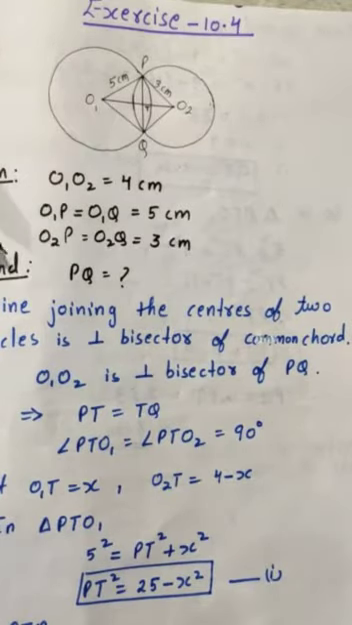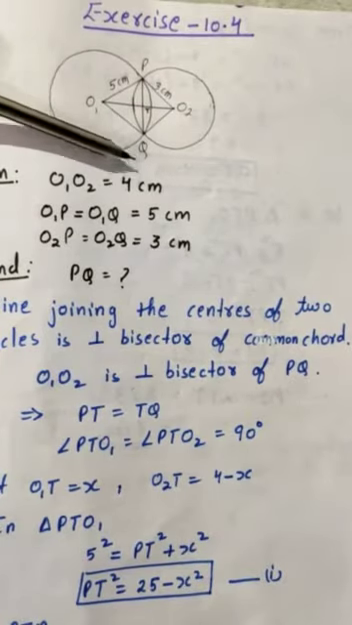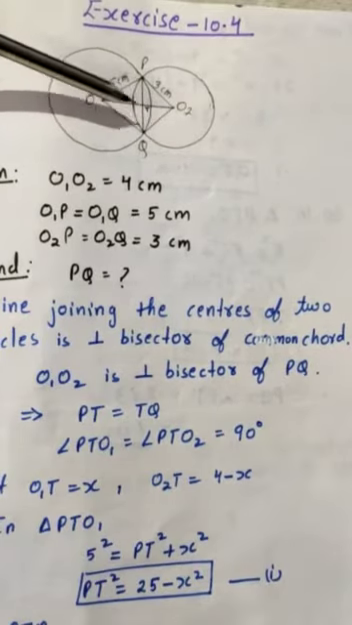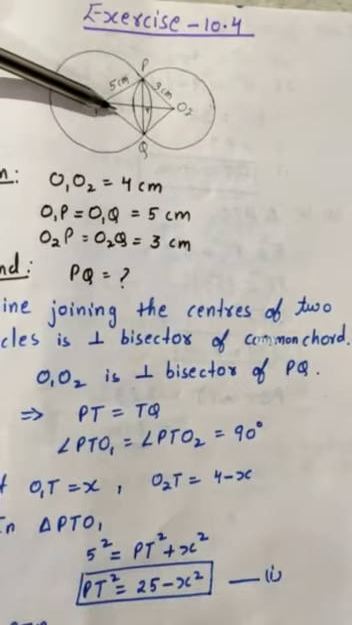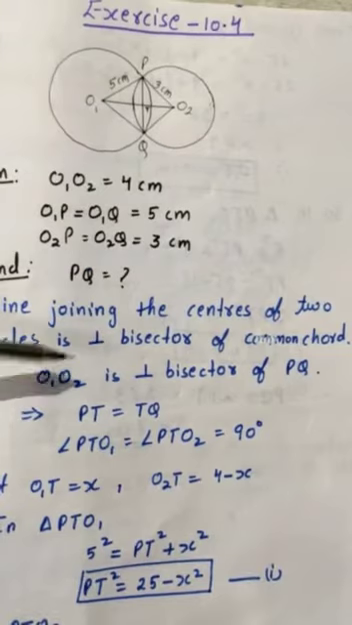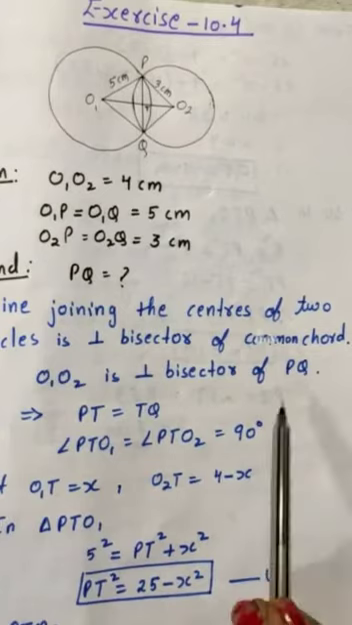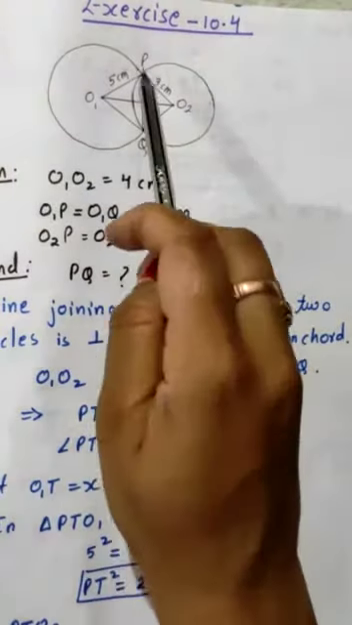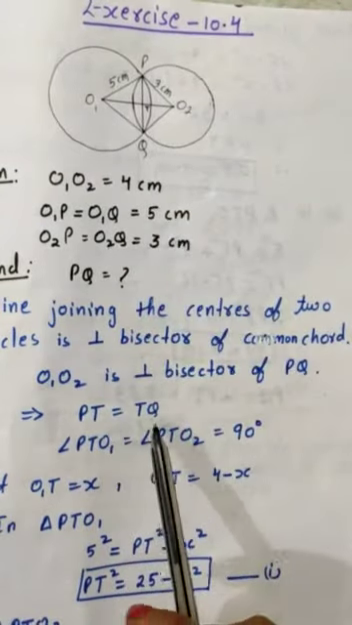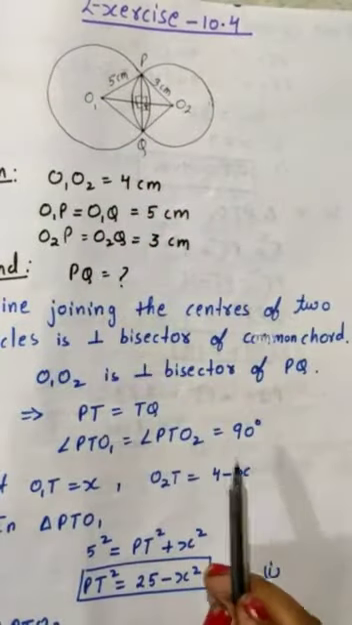So first of all, the line joining the centers bisects the chord. This is the question we have done in exercise 10.3, that any line which joins the two centers of the circles is the perpendicular bisector of the common chord. So this line O1O2 is the perpendicular bisector of PQ. So it means that PT, this small part, is equal to TQ, and this angle is equal to this angle. All these four angles are of 90 degrees.